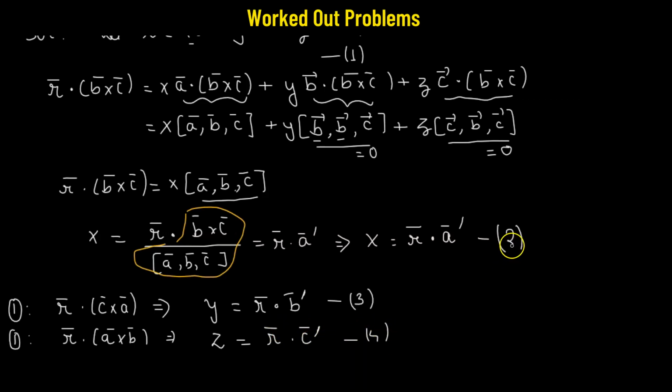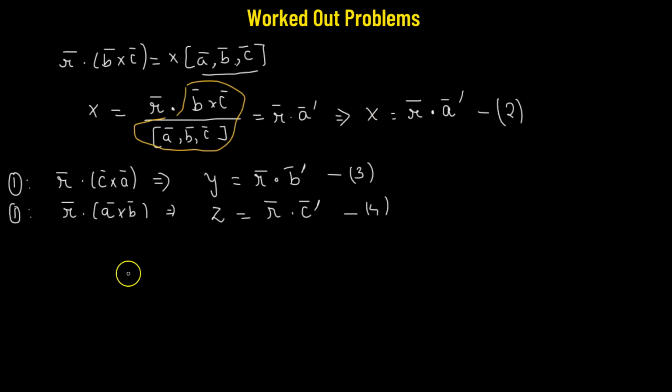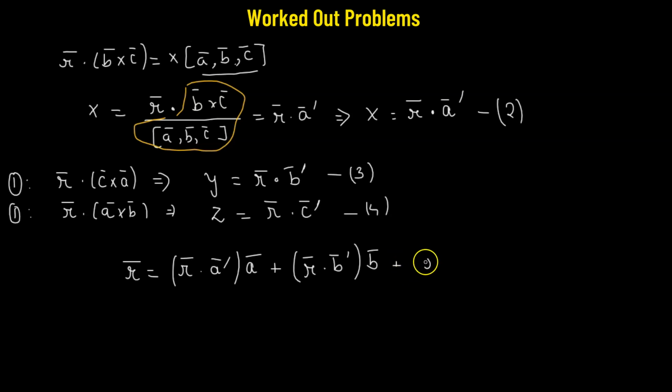So we will replace the values of x, y, and z obtained in 2, 3, and 4 in equation number 1. So this is our equation number 1. We have R vector equals x times A vector. Here x will be R vector dotted with the reciprocal of vector A, multiplied to A vector, plus y, which will be R vector dotted with B prime, multiplied to B vector, plus R vector dotted with C prime, multiplied to C vector. So we have successfully represented the position vector R in terms of this given expression. Proved.